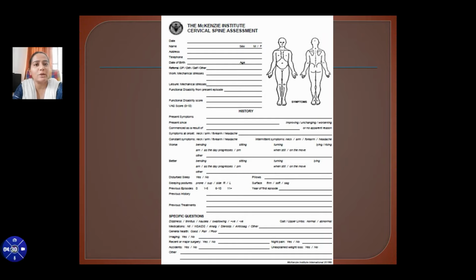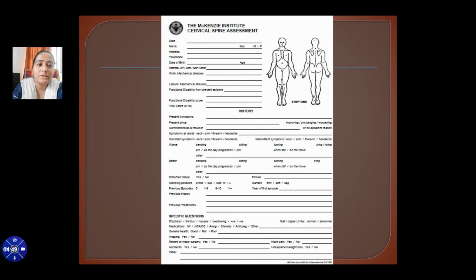Whether the patient has only localized pain in the neck, or also has radiation, can be mentioned. Present since how long, whether the patient has had the current pain for 1 week, 2 weeks, 1 month, or 6 months, can be mentioned. Whether it is improving, unchanging, or worsening should be marked.